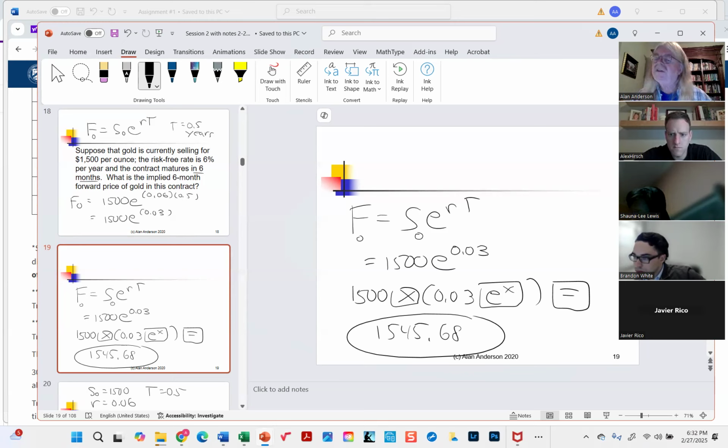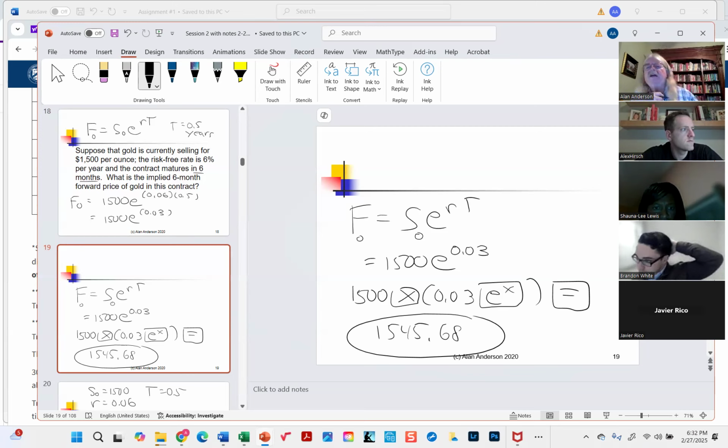So what if instead of entering into this contract, I was in a position to borrow money at the risk-free rate of interest? Then I would have borrowed $1,500 for 6 months at 3%. And in 6 months, I would have repaid to the bank $1,545.68. So that's why this number is what it is. It represents the cost of financing this position in the spot market.